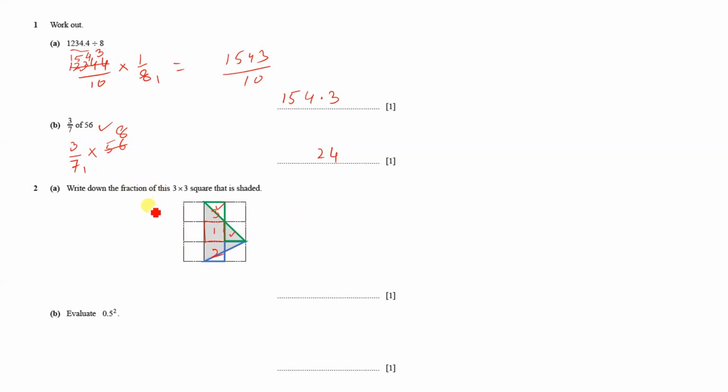So ratio of this shaded area to the entire square is 3 divided by 9. So this is equal to 1 over 3. This is the fraction of shaded area.